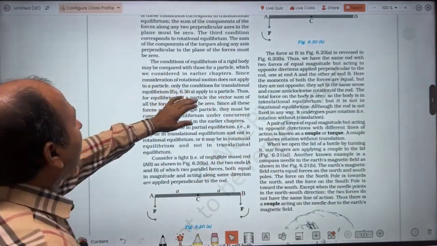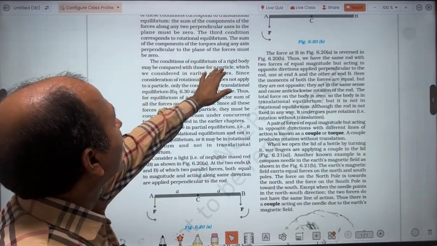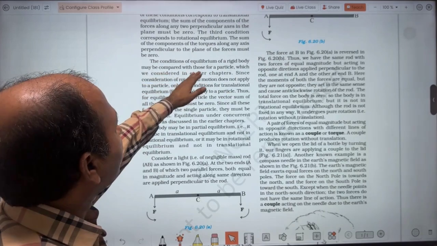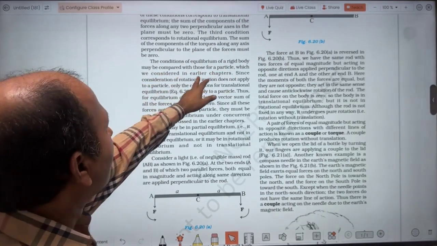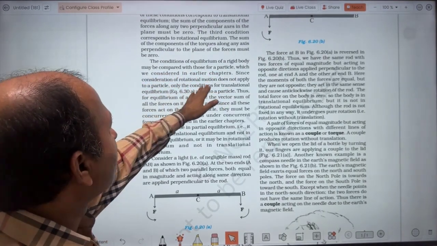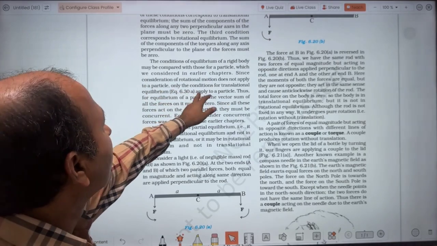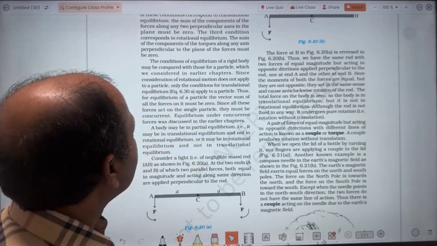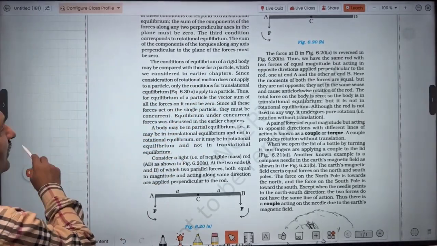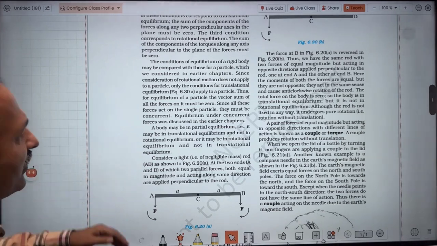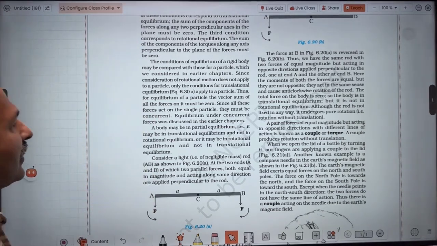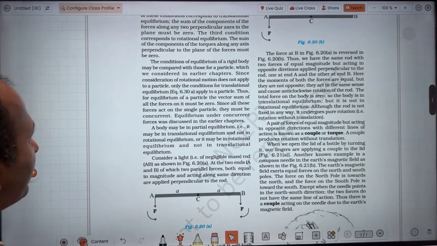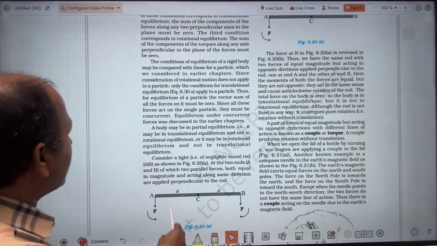Here something is written that you can read: the conditions of equilibrium of a rigid body may be compared with those of a particle, which we considered earlier. Since consideration of rotational motion does not apply to a particle, only the conditions for translational equilibrium apply. There are certain cases when an object is moving in a straight line, then we consider translational equilibrium. If the body is rotating, in that case we consider rotational equilibrium. So there may be different situations.